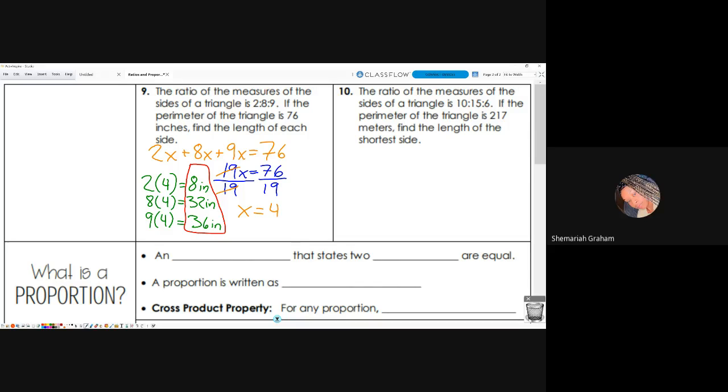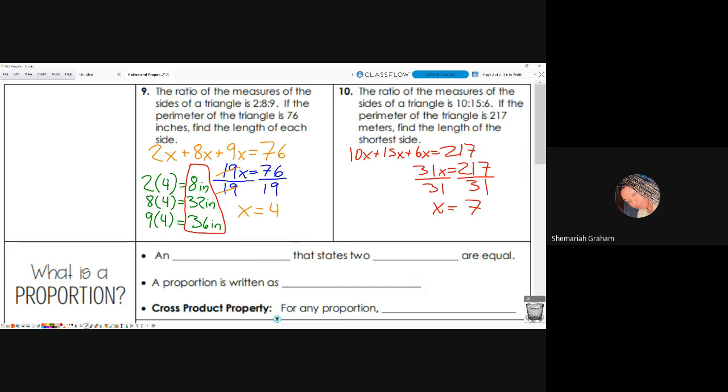I'll try. Okay, go ahead. So I did 10x plus 15x plus 6x equals 217. Okay. Then I added like terms and got 31x equals 217. And then I divided by 31. Okay. And what did you get? X equals what? 7.